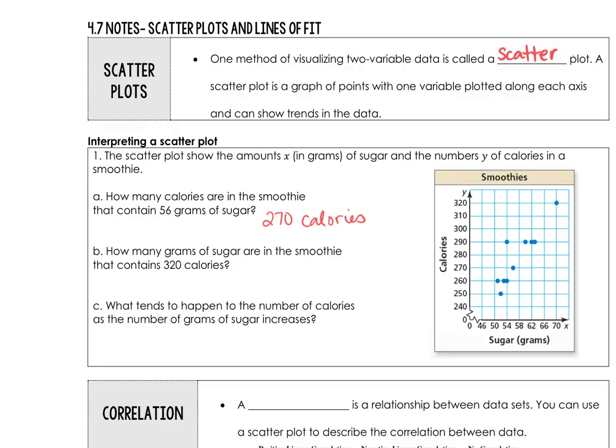B is a little bit the opposite. How many grams of sugar are in the smoothie that contains 320 calories? So now the number of calories is along the y-axis, so we've given you calories, 320. You're going to find that point that has that as a y value and find its x. So 320 is going to be up here. That's this point. What's this point's x value? 70. So 70 grams of sugar.